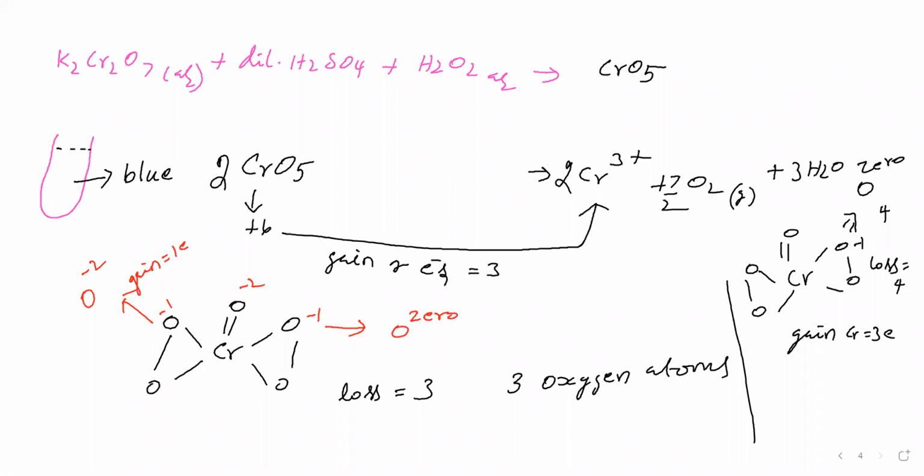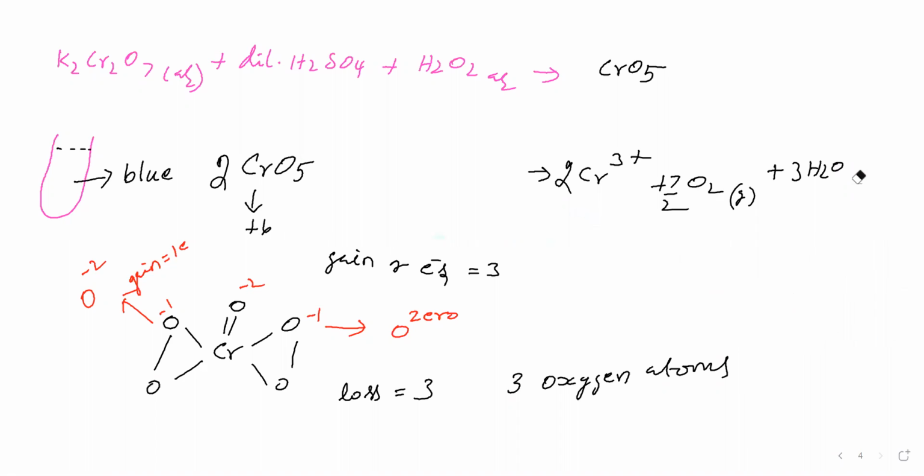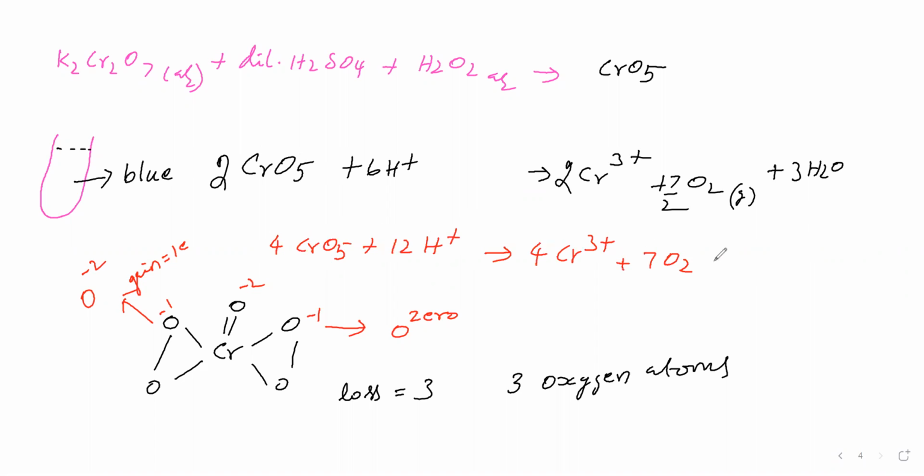Then we will balance hydrogen as per acidic medium. We are going to balance with H plus. Hydrogen is 6, therefore 6H plus. Now we will balance the charge: here plus 6, here also plus 6. Everything is balanced. Now there is a 2 here, so we will cancel it by multiplying the whole equation by 2. So we get 4 CrO5, 12 H plus, 4 Cr3 plus, 7 O2, and 6 water. So the entire equation is balanced.